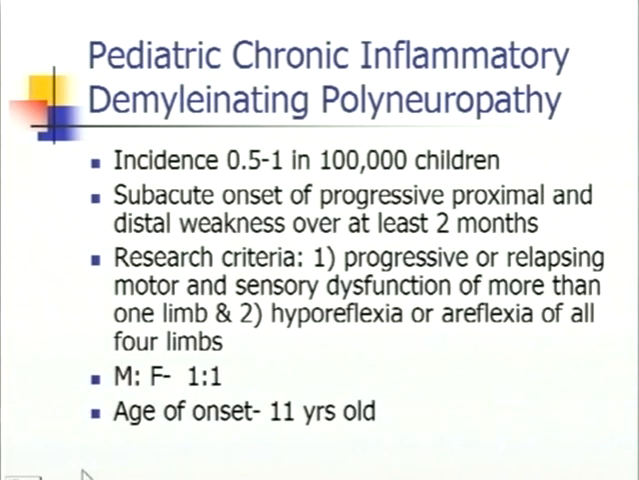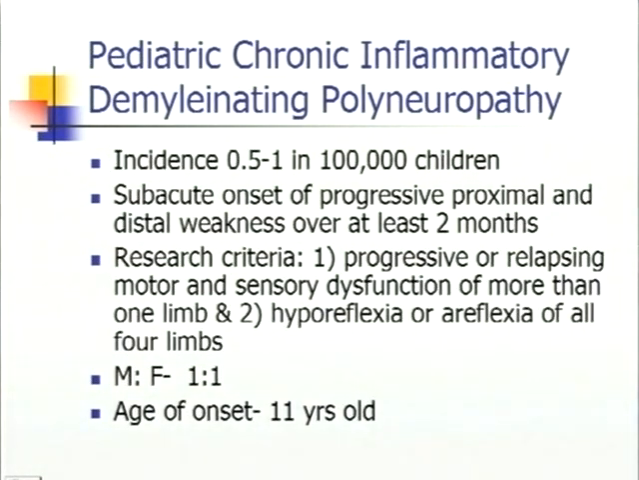Now, how do we distinguish that from this disease called pediatric chronic inflammatory demyelinating polyneuropathy, so-called CIDP? This is a relatively rare form of chronic inflammation of the peripheral nerves. The incidence, which is quoted at 1 in 100,000, is probably rarer than that. It's defined as a subacute onset of progressive proximal and distal weakness over at least 2 months. So unlike ADEM or pediatric TM, this weakness occurs over a number of months rather than a number of days.